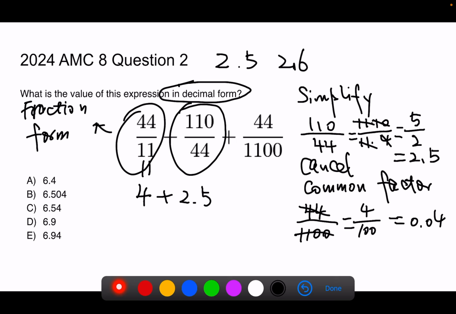Your final goal is to change this into a decimal form. Canceling common factors is supposed to make it easier. So at this stage, when you have 4 divided by 100, just get 0.04. Add them up. What you will get is, starting from the rightmost digit, you have a 4, and then 5, and then 6.54. So the answer is C, 6.54.